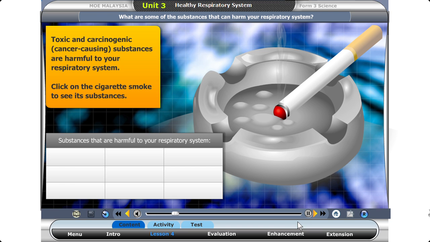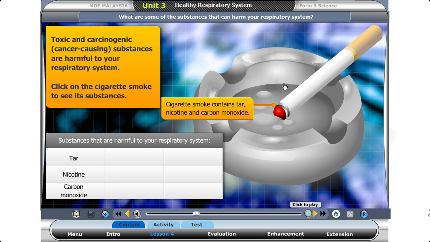Cigarette smoke contains toxic and carcinogenic or cancer-causing substances. These substances are harmful to the respiratory system. Click on the cigarette smoke to see the substances it contains. Cigarette smoke contains tar, nicotine, and carbon monoxide.